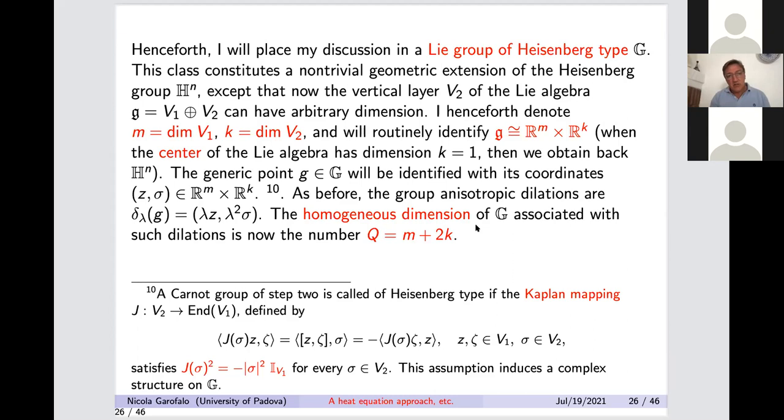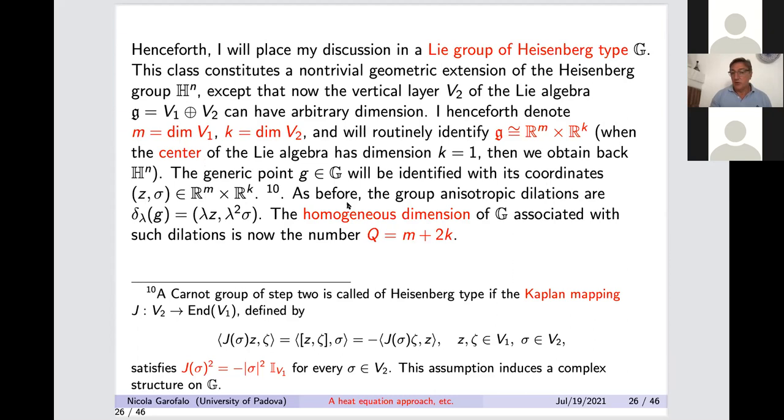I will denote by a little g the generic point, and I will identify this with its coordinates in the Lie algebra. So I will identify the Lie algebra with R^m cross R^k. m and k are respectively the dimensions of the horizontal layer and the vertical layer. This identification is standard because the exponential map is a global diffeomorphism onto the Lie algebra. So we have one single coordinate map for the whole group.